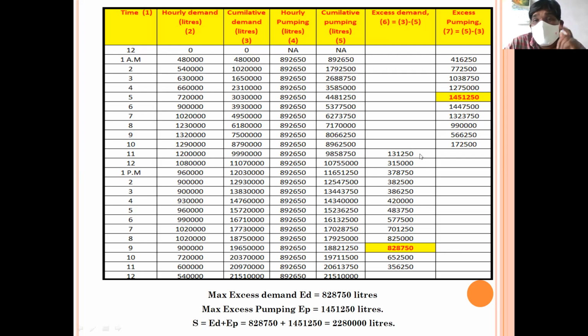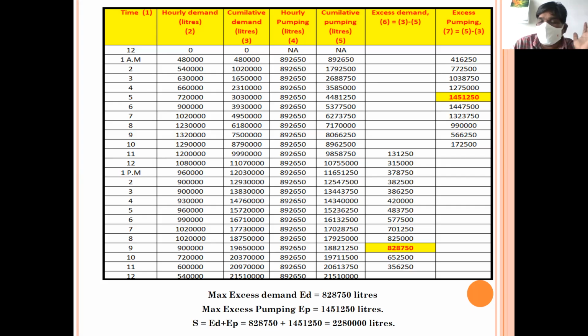1,31,250. Excessive pumping now. See here, 5 minus 3. This is cumulative pumping minus cumulative demand. See here, what is this? From 8,92,650 minus the cumulative demand, which is 4,80,000. Now we got these figures, the excess pumping. That means in the total day, the excessive pumping is at 5 o'clock. That excess pumping is, see here, 14,51,250. In the total 24 hours at 9 o'clock, the demand is 8,20,000. Excess demand is 28,750.